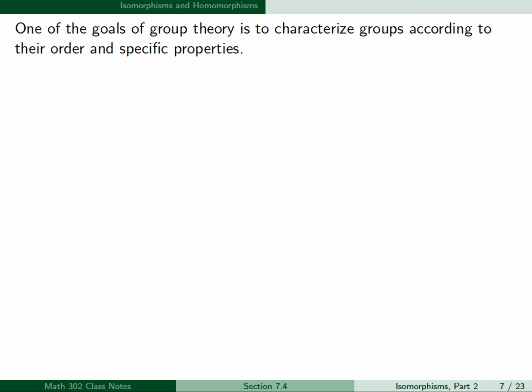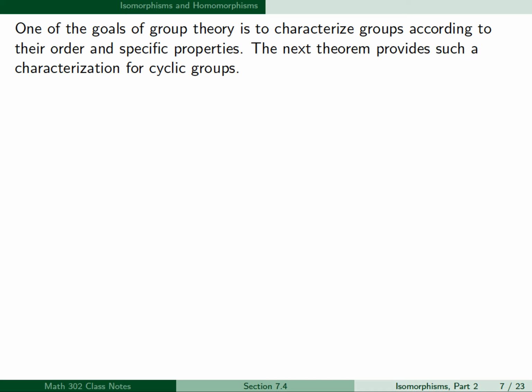Now, one of the goals of group theory is to characterize groups according to their order and specific properties. So our next theorem provides such a characterization for cyclic groups. This is Theorem 7.19.